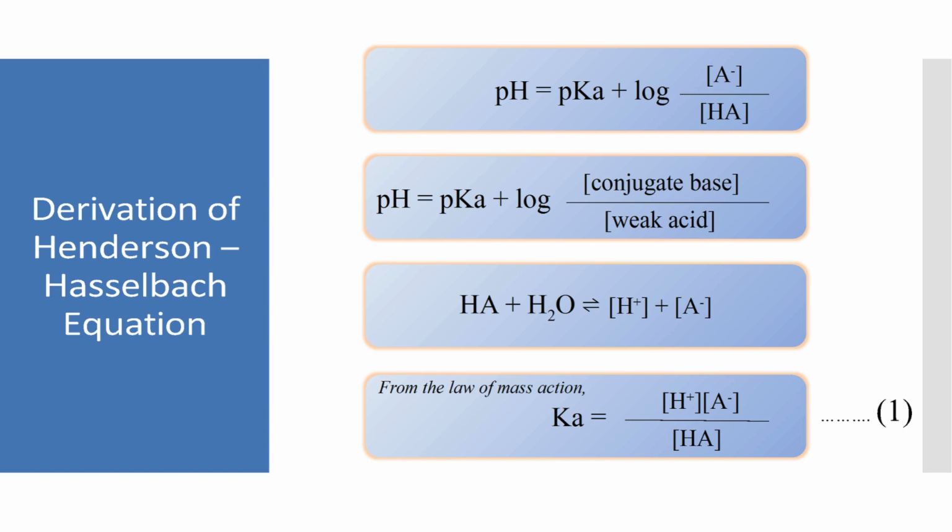The reaction at the heart of this is HA plus H2O in equilibrium with H plus and A minus. From the law of mass action, we get the acid dissociation constant, Ka, which equals the concentration of H plus times the concentration of A minus, all divided by the concentration of HA. This is our equation 1.